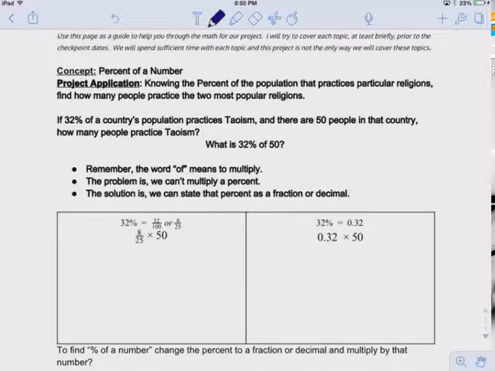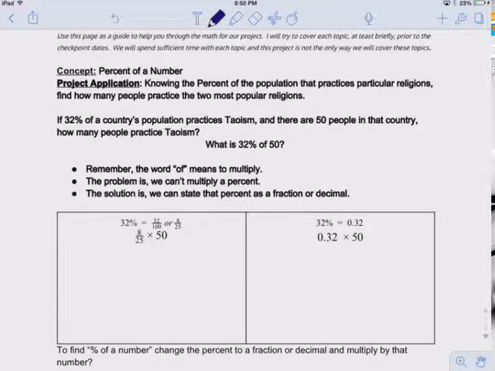So in my example, I have 32% of a country's population practices Taoism, and if there are 50 people in that country, how many people practice Taoism? So in other words, what is 32% of 50 people? Remember, the word of means to multiply, and we do not multiply percents.